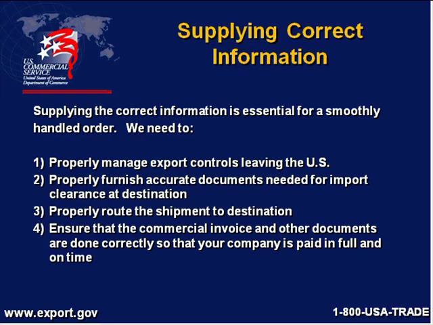Supplying correct information is essential for a smoothly handled order. We need to properly manage our export controls leaving the U.S., properly furnish accurate documents needed for import clearance at the destination, properly route the shipment to destination, and ensure that the commercial invoice and other documents are done correctly so that the company is paid in full and on time.